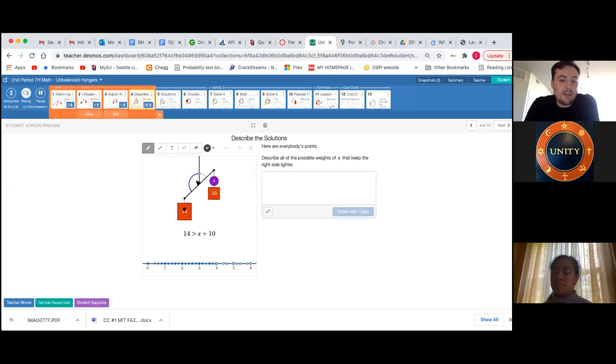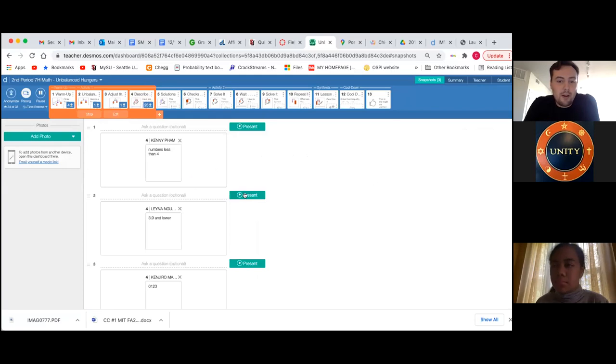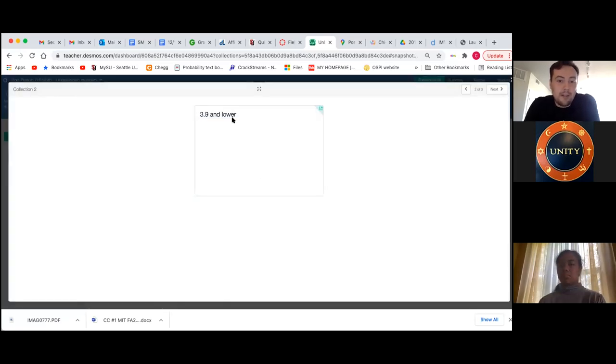Three, 13 is still less than 14. So we can clearly see that any number less than 4. Obviously, if you try 4, 4 plus 10 equals 14. 14 would equal 14, so we can't do 4 or anything higher than 4. So then that leads us to some of the other answers that we saw. We saw 3.9 and lower. This is very similar to anything less than 4.